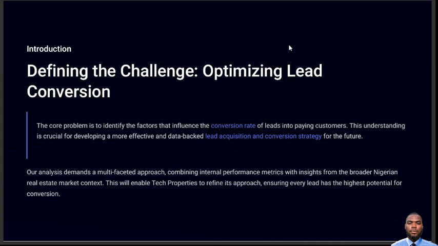Now, the core problem is to identify the factors that influence the conversion rate of leads into paying customers. This understanding is crucial for developing a more effective and data-backed lead acquisition and conversion strategy for the future. Now, this is the problem definition. So we now know that everything we are trying to solve for is what is affecting lead conversion and how to optimize that.